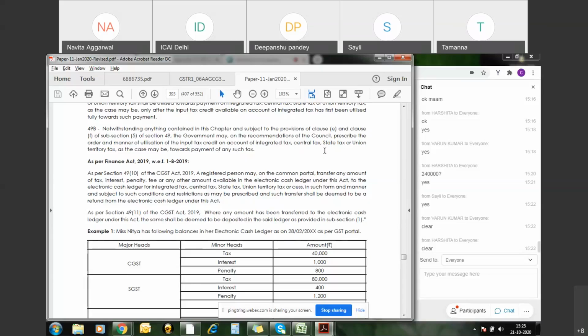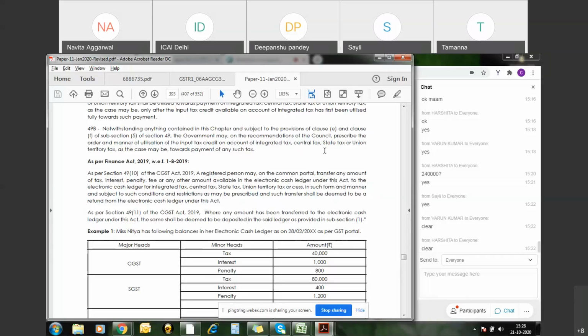That means, as we can utilize under the various heads, on the portal itself, because unless ITC is available to be utilized, when we are dealing on the GST portal, some transfers are allowed. If ITC is available under IGST and you have to set off the liability under CGST, the amount of ITC available under IGST we have to transfer to CGST to make it set off. Because if no balance is available, how can you set off the liability against that? So that is allowed with amendment with effect from 1st August 2019.